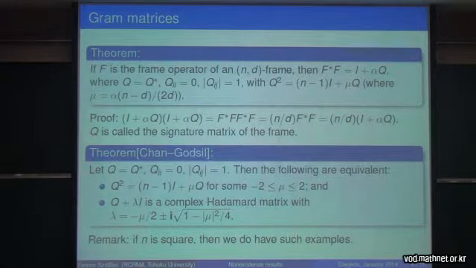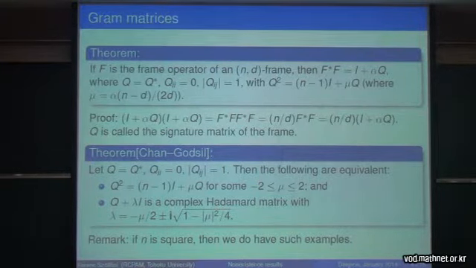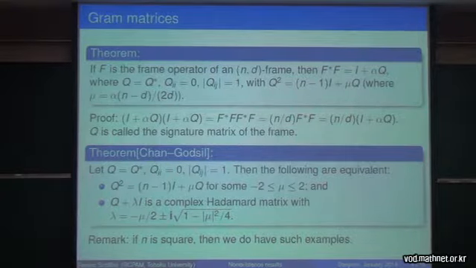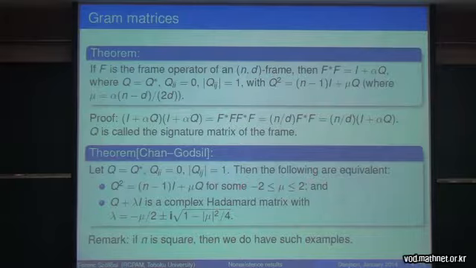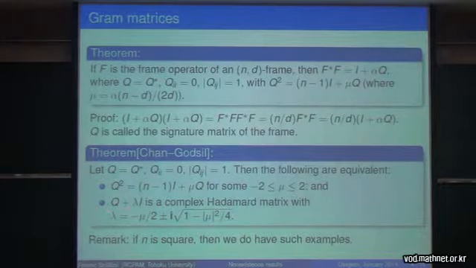Godzilla and Ada-chan classified those cases where the signature matrix somehow trivially comes from a complex Hadamard matrix, and they showed that if this frame quotient here is between -2 and 2, then this signature matrix is essentially the non-diagonal part of a complex Hadamard matrix.